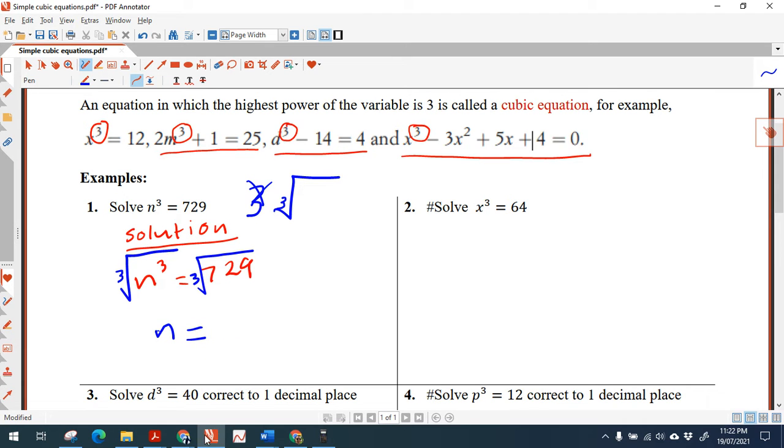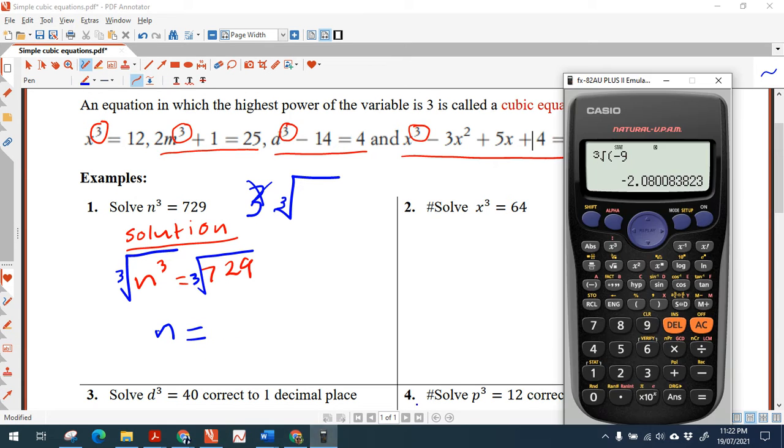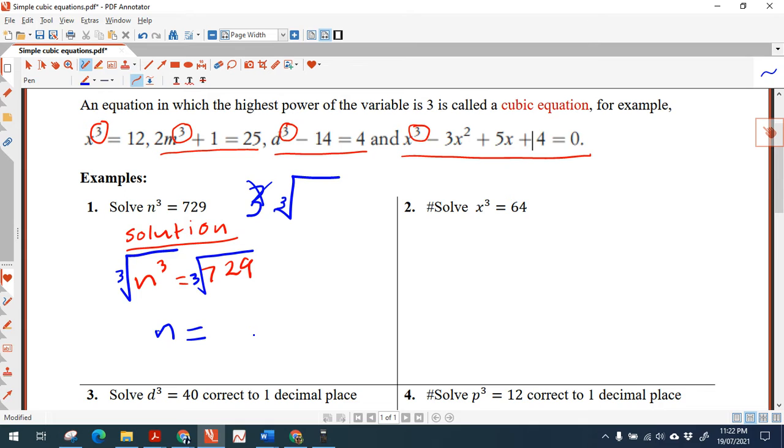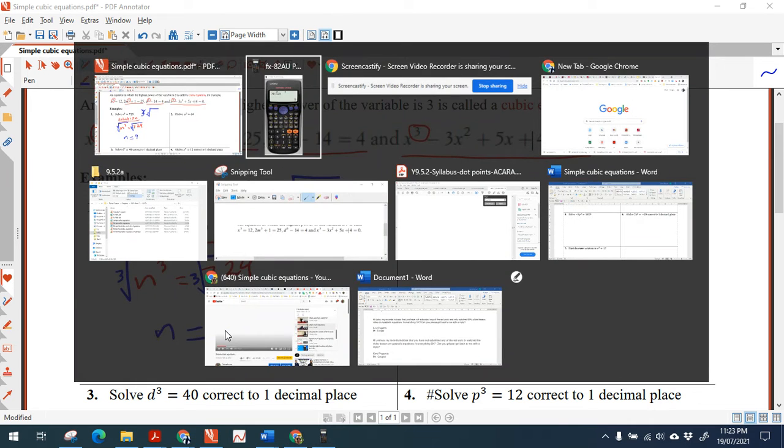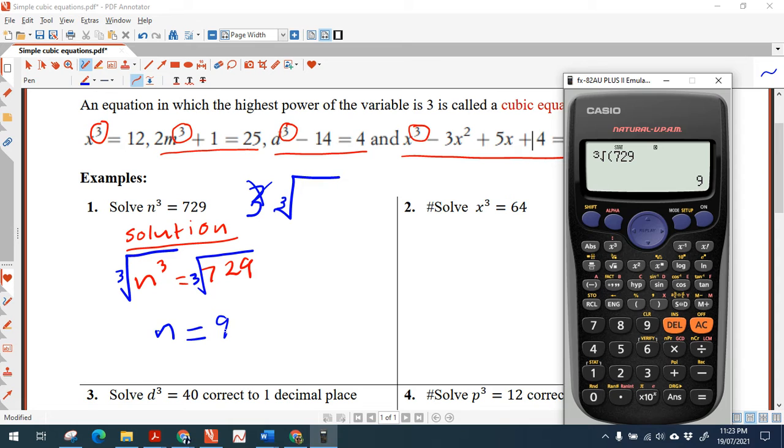Now you need your calculator for this. And you need to use your cube root button. Okay, so shift cube root 729 equals. And you're going to get 9 for that. Okay, so 9. Let's just check that the video is still working. Yes, it is.